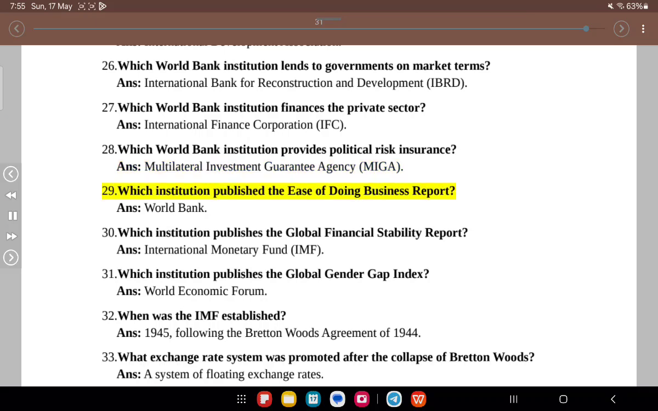29. Which institution published the Ease of Doing Business report? Ans. World Bank. 30. Which institution publishes the Global Financial Stability Report? Ans. International Monetary Fund, IMF. 31. Which institution publishes the Global Gender Gap Index? Ans. World Economic Forum. 32. When was the IMF established? Ans. 1945, following the Bretton Woods Agreement of 1944.